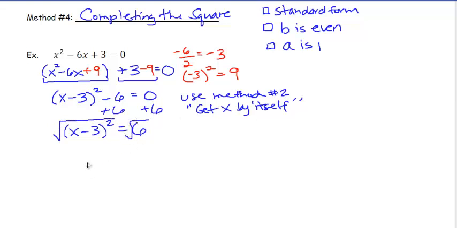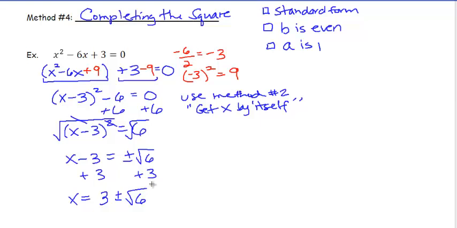Remember we did that last video? When we take the square root of a square, this cancels out with the square and we're left with just the x minus 3. But when we take the square root of 6, we get plus root 6 and we get minus root 6. So we put our plus minus in front of that answer. Just like in the quadratic formula, we had that plus minus. And then the last step would be to add 3. But remember, we like to write that with the 3 in front here and then the plus minus root 6. And those would be our two real answers, just like that.